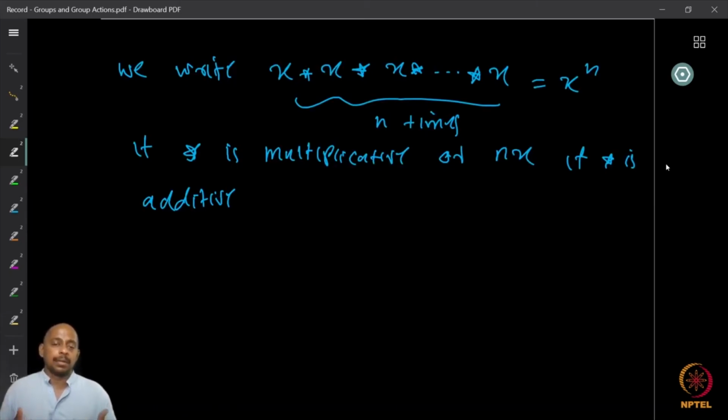Now, when you have an element multiplied with itself several times, we write it as x to the power of n if the group is multiplicative, and if the operation star is an additive operation, then we can also write it as nx. In rare cases, one also writes additive groups using the multiplicative notation. Sometimes it is easier to discuss both cases. But we will not go into that at the moment. In this case, we can just say that if star is multiplicative, then n times x star, etc. is written as x raised to n, and if it is additive, then you write it as n times x. This is the natural way to see this.